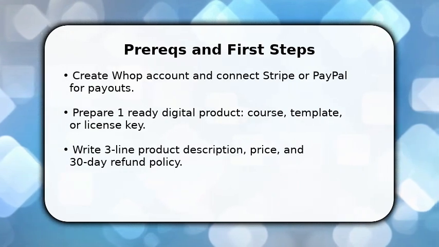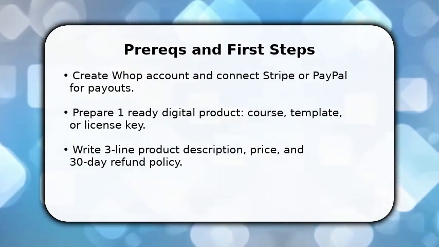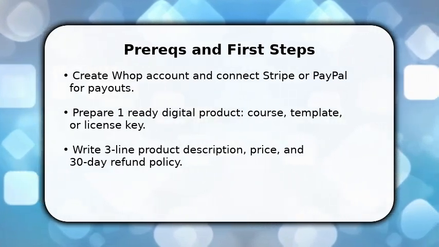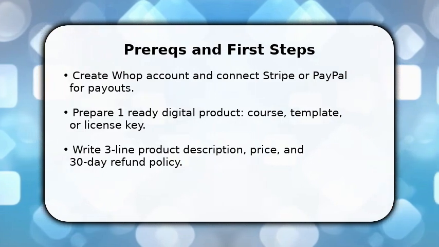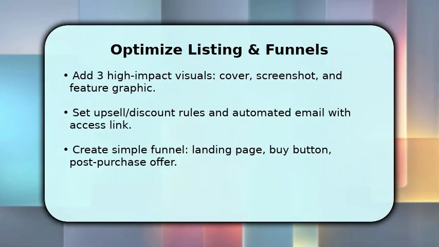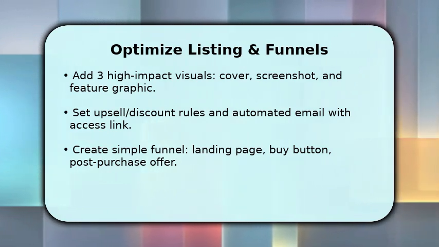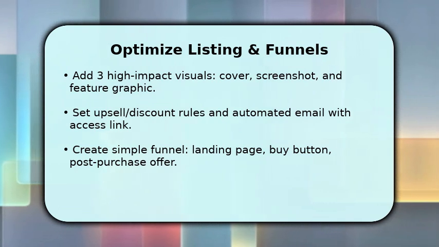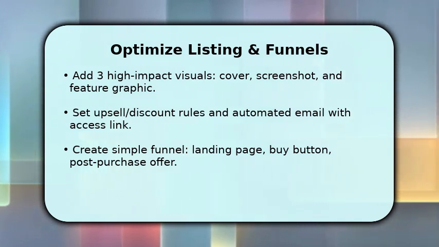Do it deliberately. You'll be able to test purchase flow next, so don't skip the preview and sandbox checks. Now focus on conversion. You should optimize the listing with a clear headline, benefits, and 3 visuals that show value. Once done, configure pricing tiers, coupon codes, and an upsell path to increase average order value.